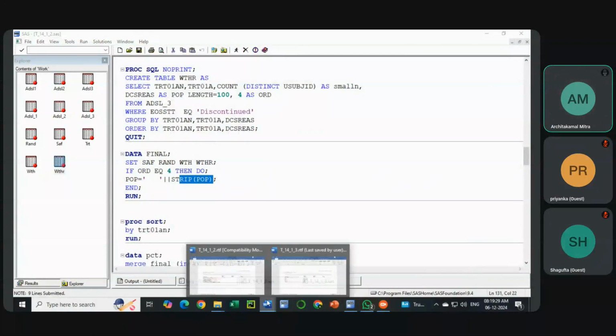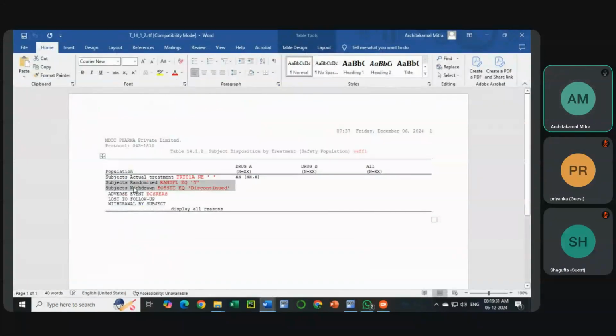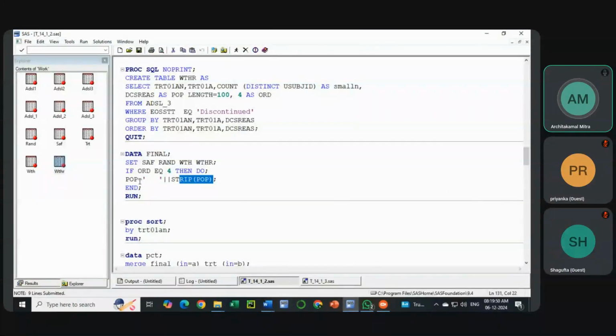Why? If you see, subjects withdrawn is a higher bracket. Within that, we have these spaces, correct? So within this subject withdrawn, there are 6 subjects withdrawn. So out of this, adverse event is 2. Loss to follow up is 1. Withdrawal by the subject. So this is a sub-part of this larger category. That's why when we are creating this, if you see, if order equal to 4, what is order equal to 4? Withdrawal reason. Then population should be space, then strip pop.